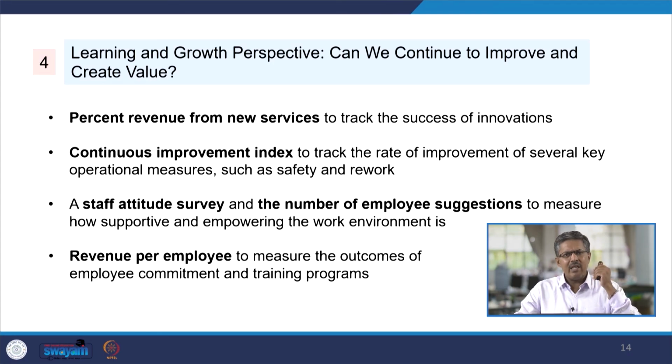The last thing was the learning and growth perspective. Now, can we continue to improve and create value? To do this, the percentage revenue from the new services to track the success of innovation, because innovation is a must. A continuous improvement index to track the rate of improvement of several key operational measures such as safety and rework. A staff attitude survey and the number of employee suggestions to measure how supportive and empowering the work environment is. And finally, the revenue per employee to measure the outcomes.